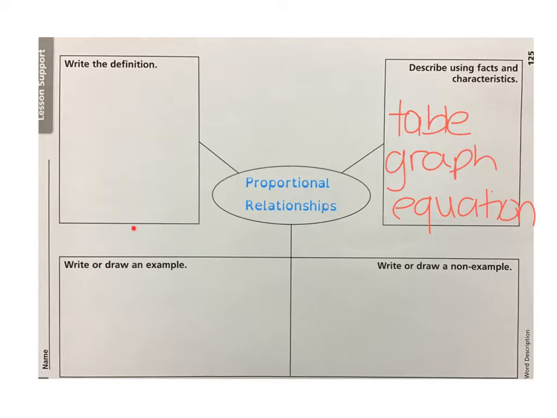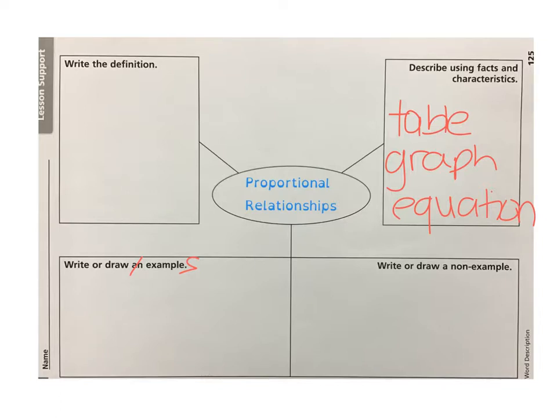Down on the bottom left, you're going to write or draw an example. I would make this plural and say examples, because you could draw a sketch of a graph that's proportional. You could also come up with your own example of a table of a proportional relationship, and then same thing with an equation. We talked about the form those will take, so come up with a couple examples to show that you understand that.